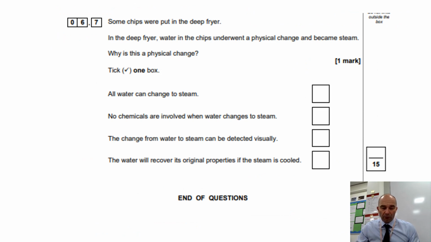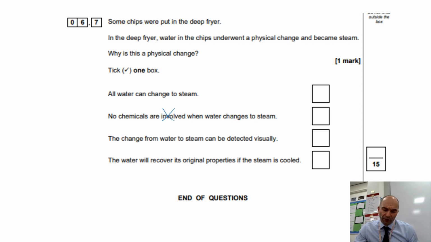And then the final part of this question, some of the chips were put in the deep fryer, and it's asking about why this is a physical change. Now, there are some correct facts in this list, but you have to pick the best answer. So all water can change to steam. Well, that's true, but it doesn't necessarily explain why it's a physical change. No chemicals are involved when water changes to steam. Well, water is a chemical, so we can ignore that one.